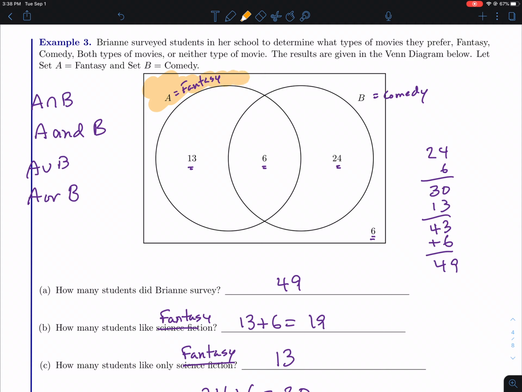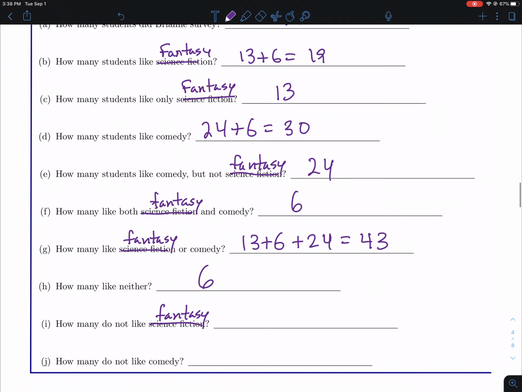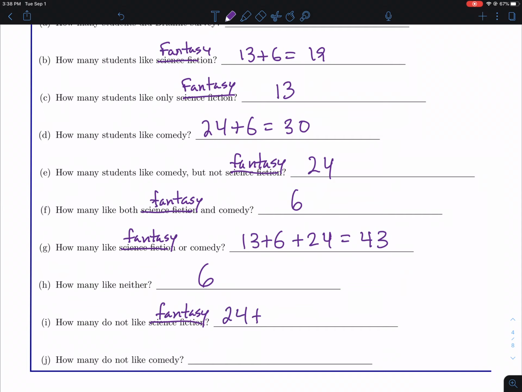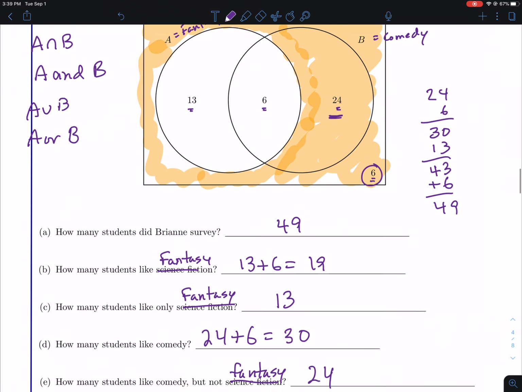So if we were to shade a complement, so I'm shading parts even though I don't have stuff written there, but that's fine. What we're looking for are the people that are just in B or don't like either one of the movies to begin with. So in this case, we're looking at the 24 and the 6 on the outside. Those are the only two that fit into that don't like fantasy, because the 6 inside and the 13 inside both like fantasy. So it looks like we've got 24 plus 6, which gives us 30.